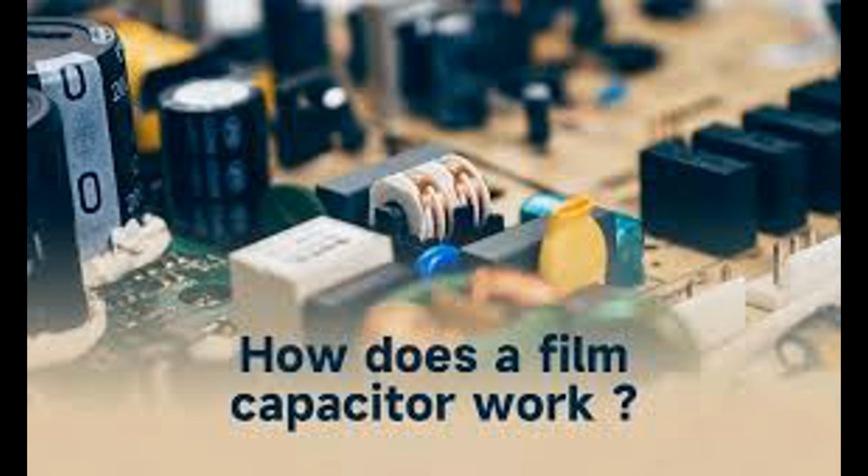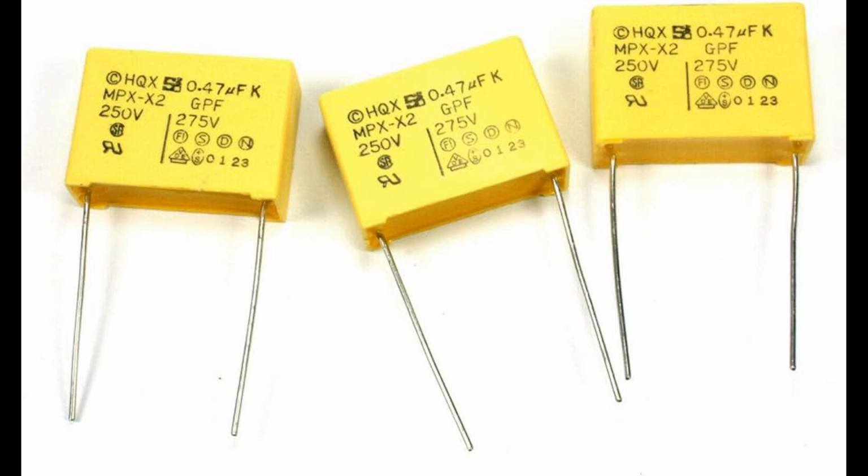10. High frequency and radio frequency, RF, circuits. In radio frequency, RF, and microwave circuits, film capacitors are often used in filtering, tuning, and impedance matching applications due to their low dielectric loss and stable performance at high frequencies. RF transmitters, receivers, and communication systems benefit from the precision and reliability of film capacitors in maintaining signal clarity and strength.